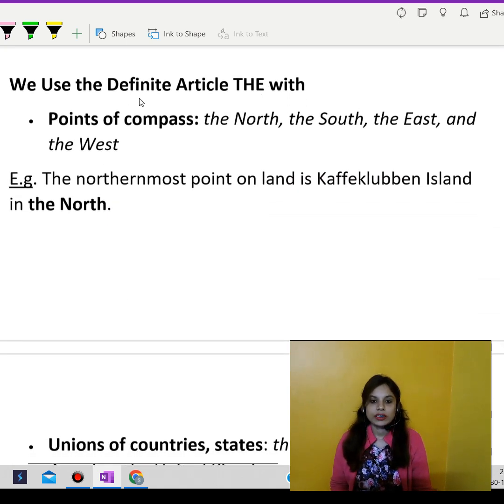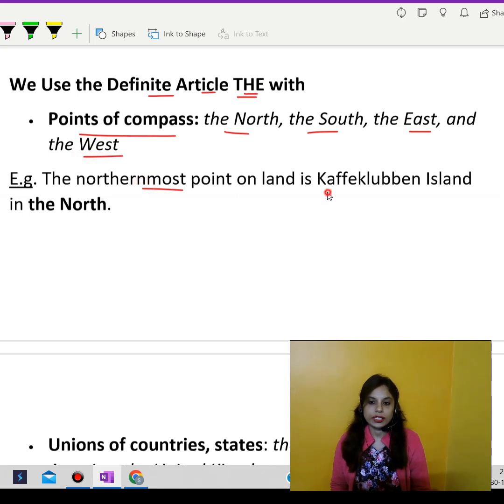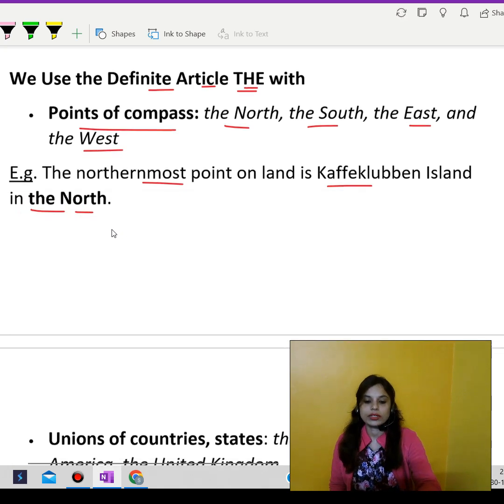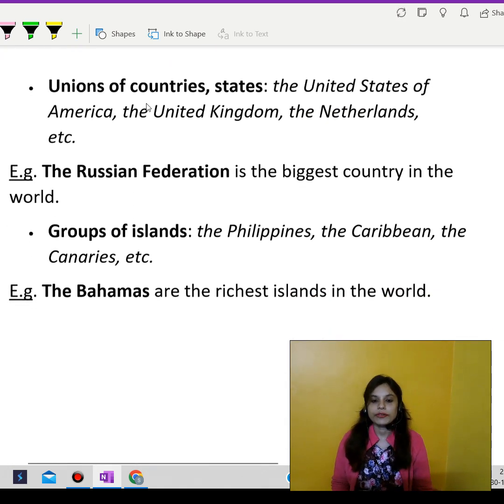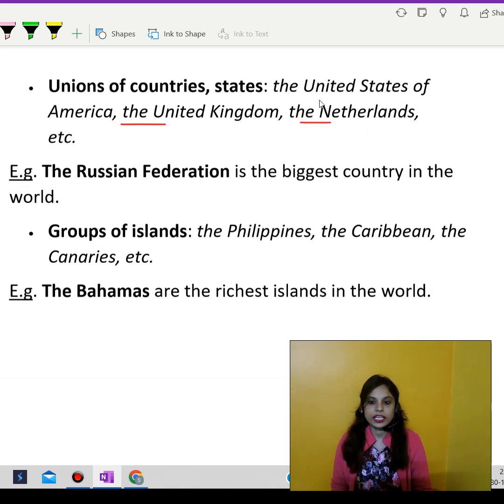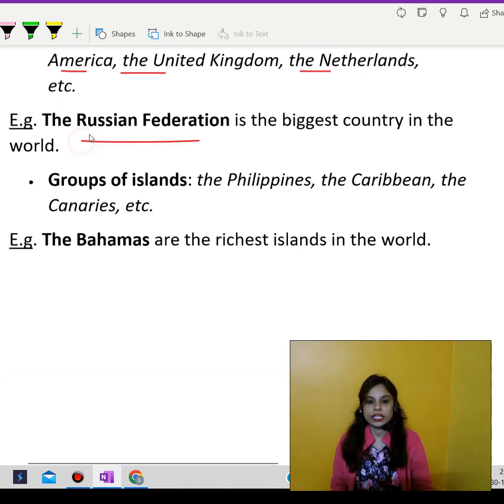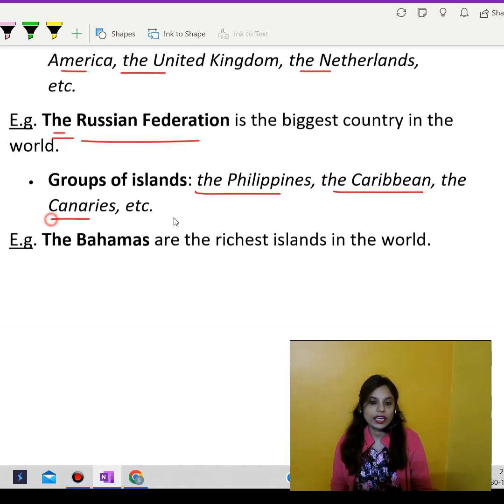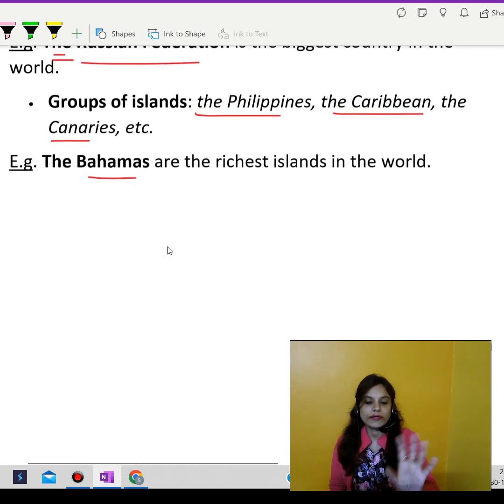We can use the definite article the with points of compass like the north, the south, the east, and the west. The northernmost point on land, Cape Kluben Island, is in the north. So in directions, we can use the. In front of the names of the countries, the Netherlands, the United Kingdom, the United States of America. We can use the Russian Federation. We can use the in front of the Philippines Islands, the Caribbean Islands, the Canaries Islands, the Bahamas Islands. Okay, we can use the.